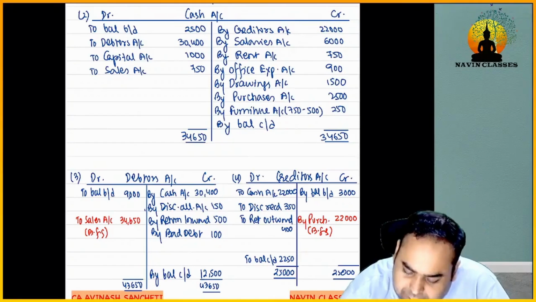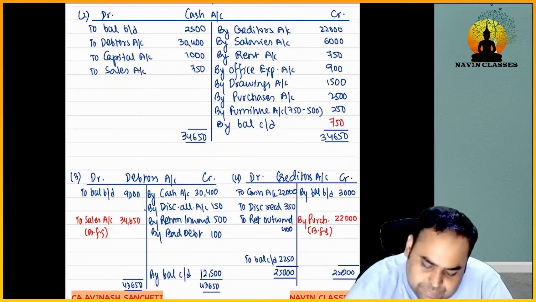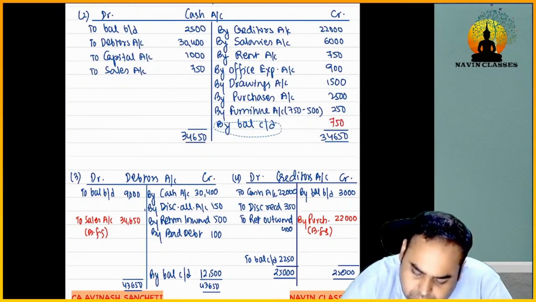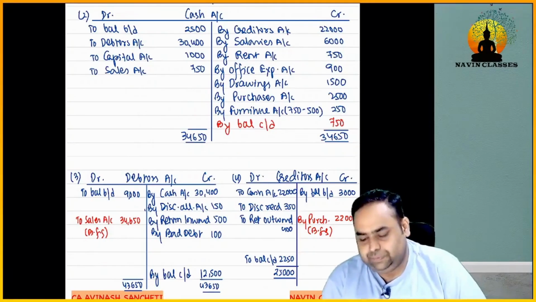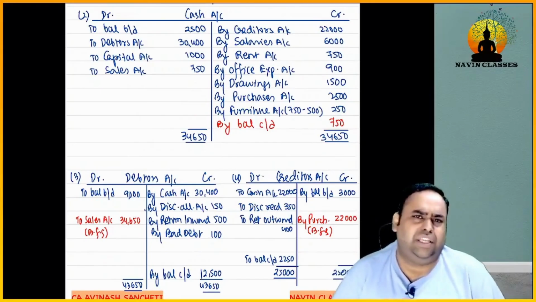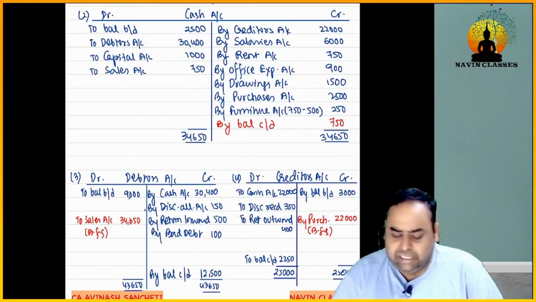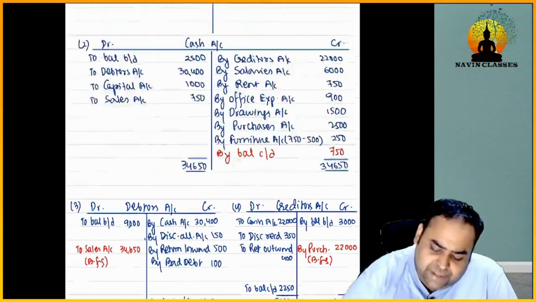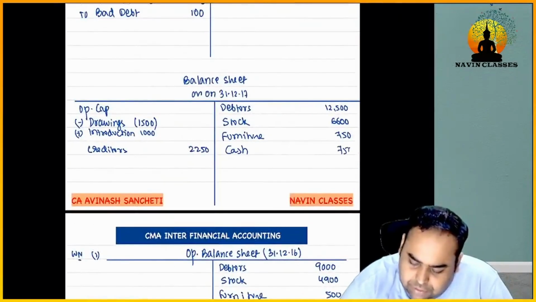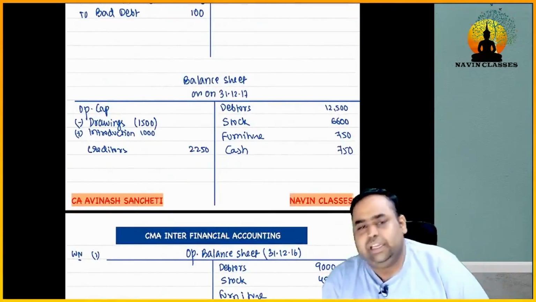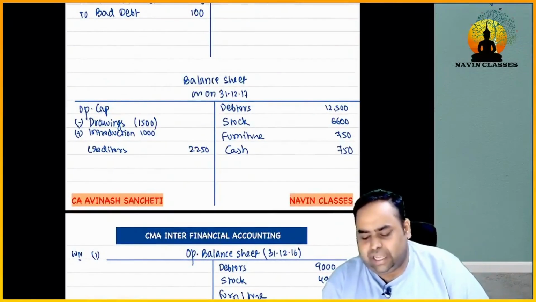And the closing balance of cash is 750. Only calculations are done. Cash is classified as asset, so its balance of 750 will be shown in the balance sheet accordingly. Its balance will go in balance sheet, so cash amount is 750.